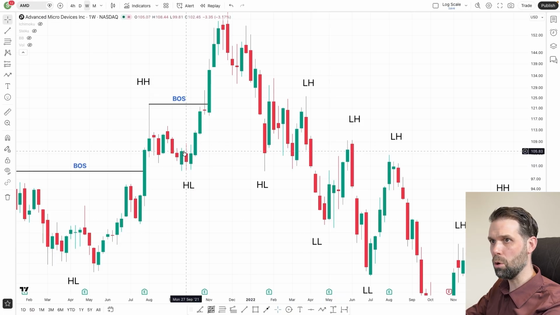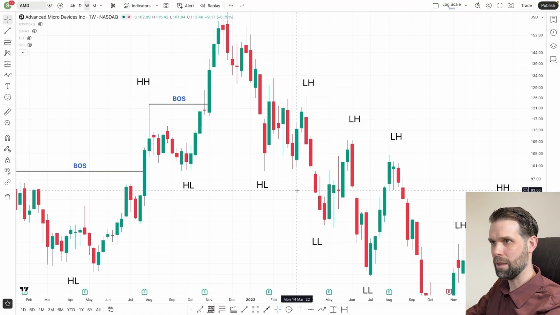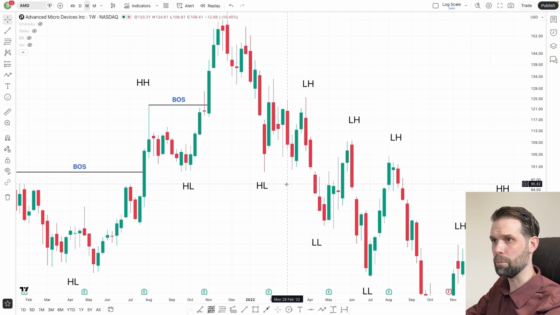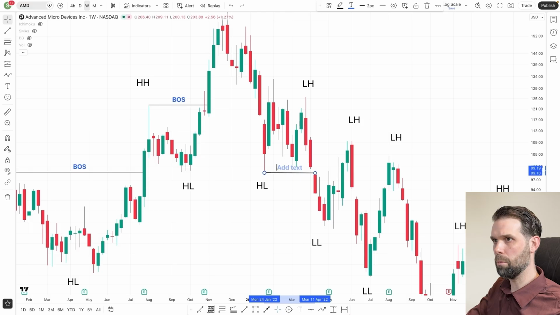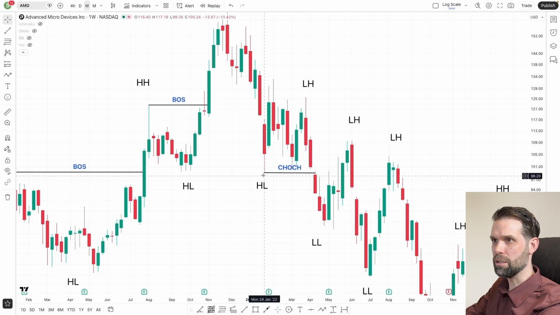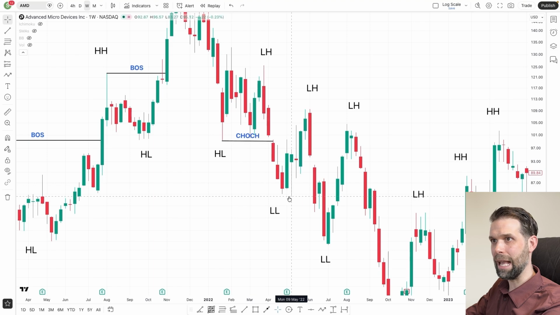We no longer maintain our higher lows. The trend actually changes right in this area. And again, we're going to talk about changes of character in the next video, which you can find a link below this one. But right in this area, we make a change of character. When these candles close below the previous low, we have a change of character to the downside, and then we make a lower low.